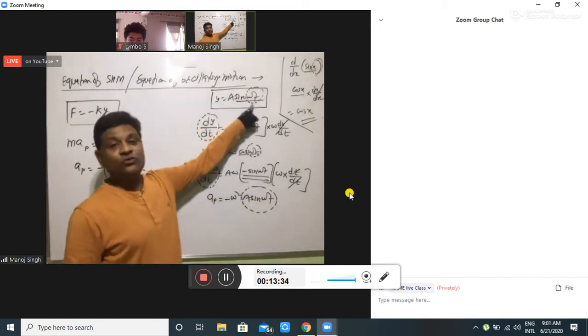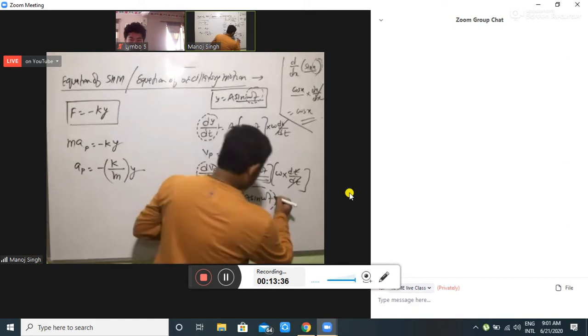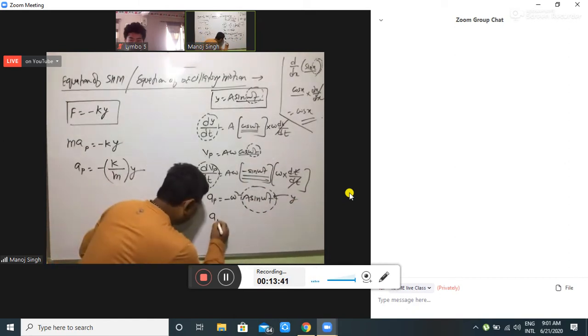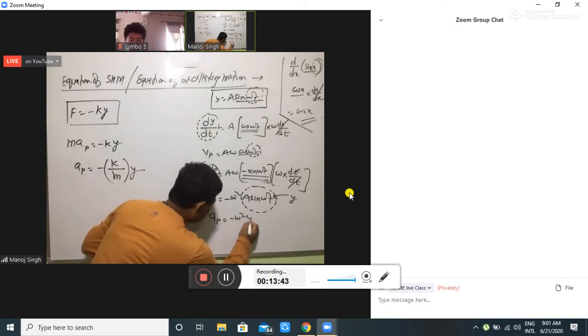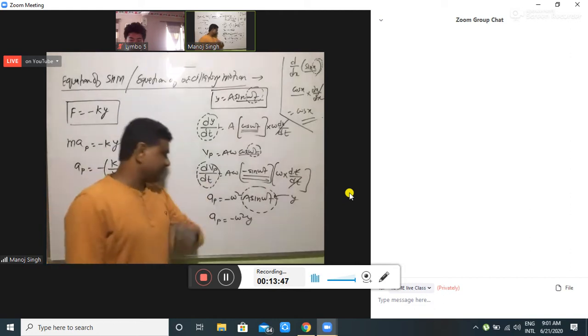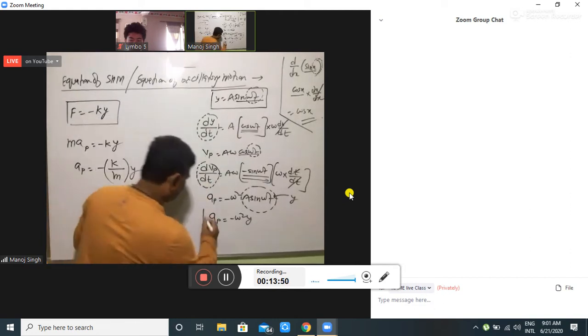Now you know all students here, this is nothing but the displacement of a particle, y is equal to a sine of omega t. So this is equal to y. So what is the coming equation? The acceleration of the particle is equal to minus omega square into y.